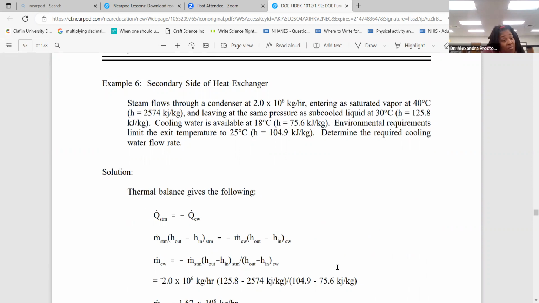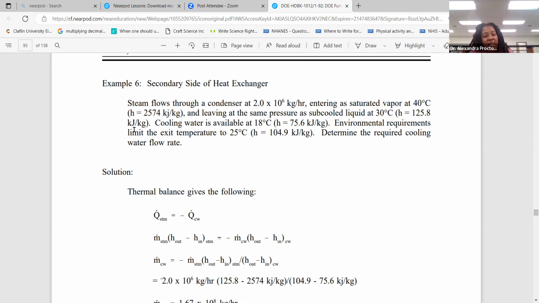So here we have another problem. Now they're looking at the secondary side of heat exchangers. Steam flows through a condenser at this particular rate, which is 2 times 10 to the 6 kilograms per hour, entering as a saturated vapor at 40 degrees Celsius, where H is equal to 2,574 kJ per kg, and leaving at the same pressure as subcooled liquid at 30 degrees Celsius, where H is equal to 125.8 kJ per kg.